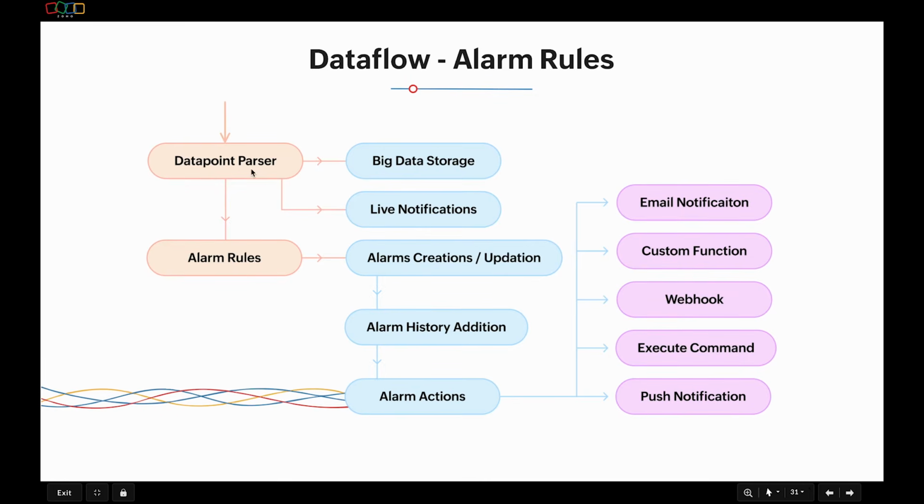There was a data point parser, and it shared the data to the big data storage and live notifications. The next stage in the topology is alarm rules, through which, once the alarm rules are parsed and the threshold condition is met, alarms get created or updated. There is also historical alarm information, and there are alarm actions that are triggered when you define them: email notification, custom function, webhook, execute command, and push notifications to mobile apps.